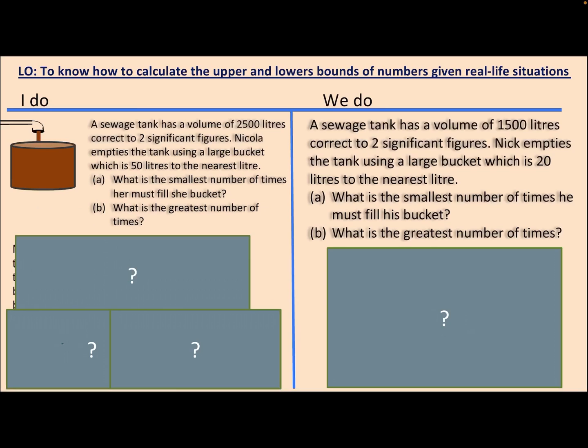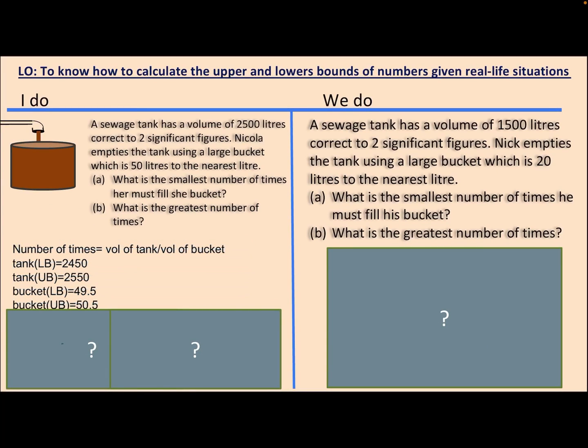Okay, hello, so we have a question here. So I'm going to read the question out. A sewage tank has a volume of 2,500 litres, correct to 2 significant figures. Nicola empties the tank using a large bucket, which is 50 litres to the nearest litre. What is the smallest number of times she must fill the bucket? And then what is the greatest number of times she must fill the bucket? So with this one, we're going to first find out the upper and lower bounds for the volume of the tank.